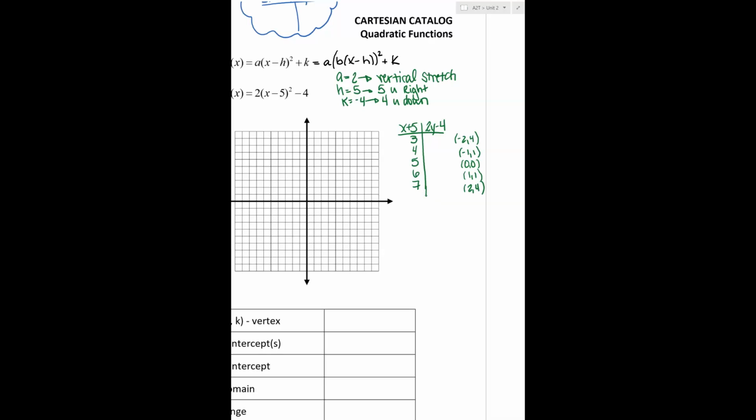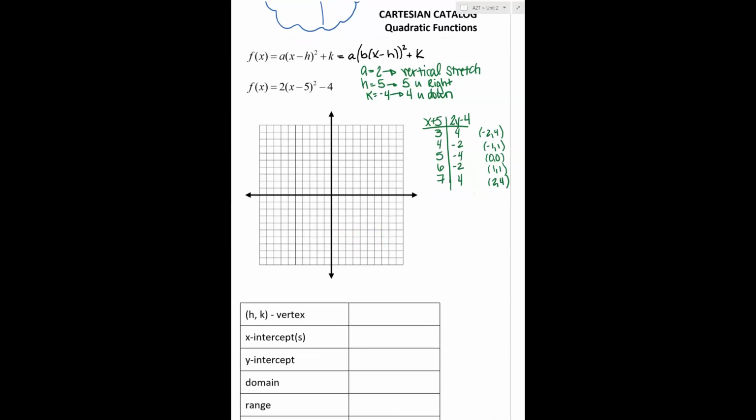Okay, now take the y values. 4 times 2 is 8. Minus 4 is 4. 1 times 2 is 2. Minus 4 is -2. And then we get -4. And then we should repeat, because it is a symmetrical function, across a vertical line.